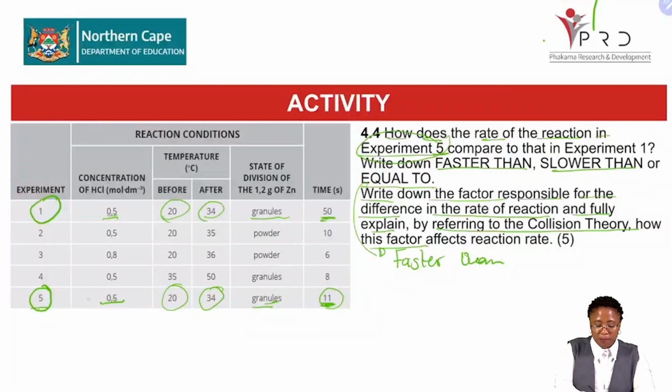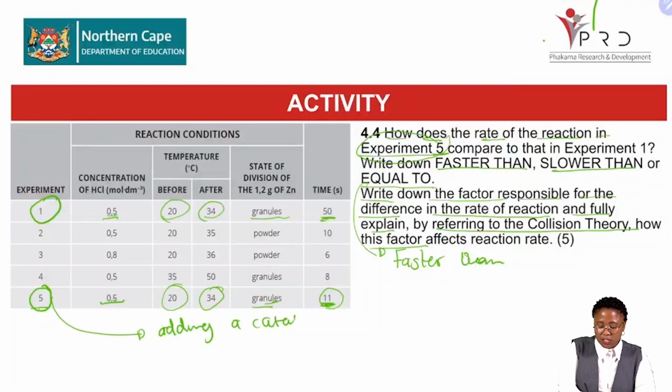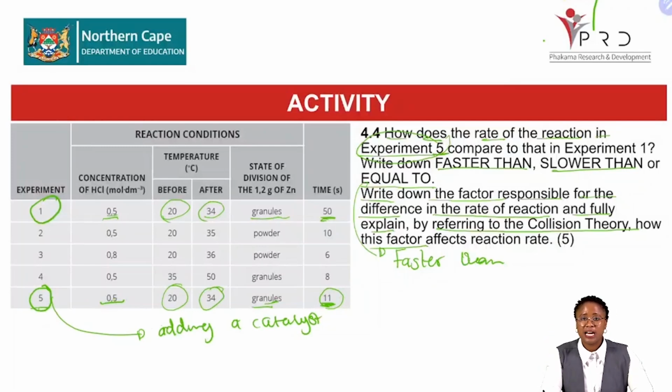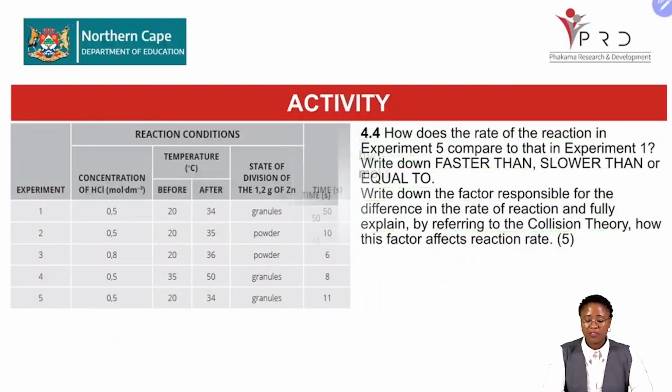It's because we might have in experiment 5 added a catalyst. Adding a catalyst, that is the only thing that makes sense, that would have made experiment number 5 to be faster than experiment number 1, because all the other factors are the same.